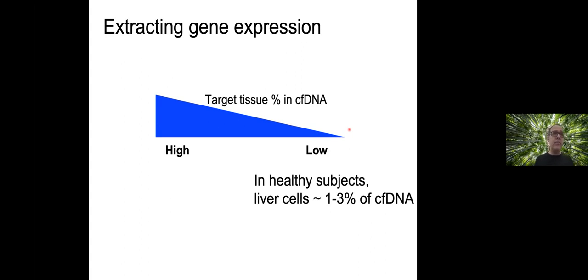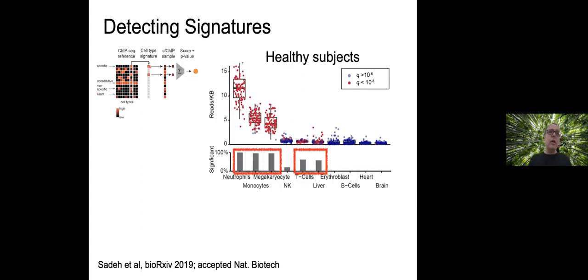So we devised a method where we use reference atlases to define signatures of places that are unique to a cell type or a tissue. And then we test that in our samples and compare it to background distribution. And we see the expected cell types in a healthy subject. These are many healthy subjects.